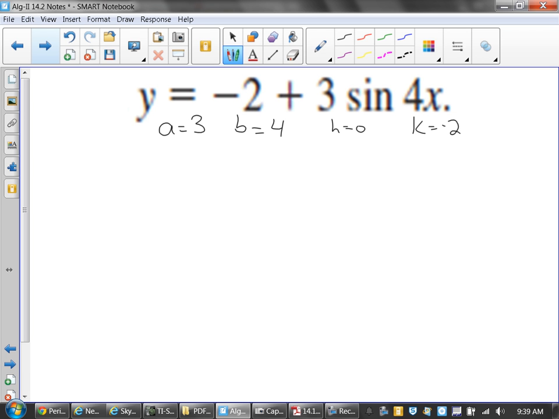So if our A value is 3, what's my amplitude? Good. What is my period? Pi over 2. Everybody okay with that? Remember, your period is always going to be 2 pi over the absolute value of b. So it's pi over 2. This is a sine graph.